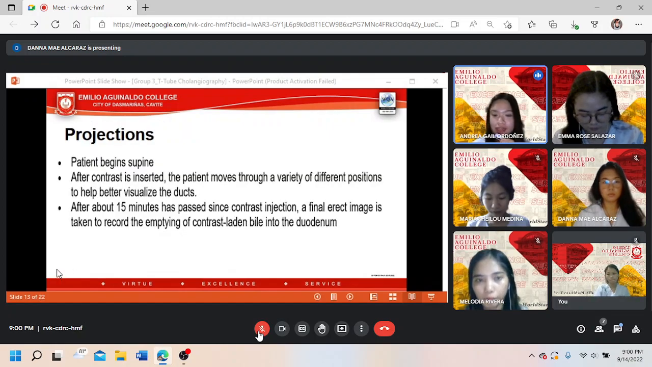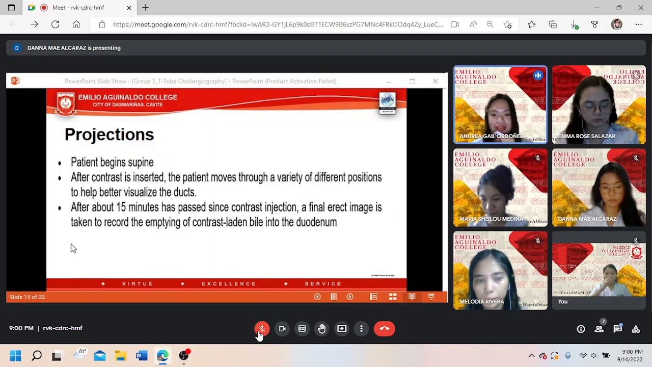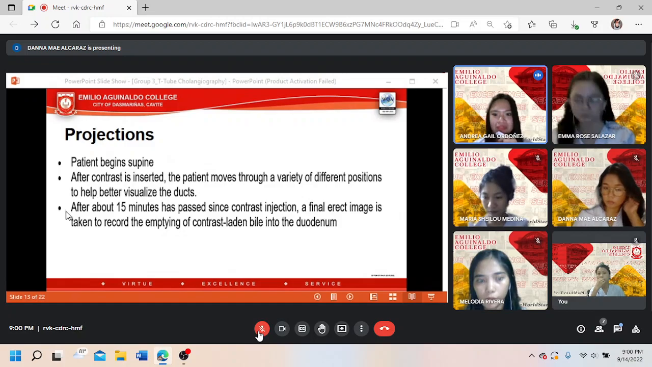So for the projection, the patient must be in a supine position to begin. Yun po yung nakahiga sa ating x-ray table. And then after the contrast is inserted, the patient moves through a variety of different positions to help better visualize the duct. So for that position, kapag po need natin yung patient na i-move para mas makita natin kung nasan yung visualize natin yung sa bile duct.